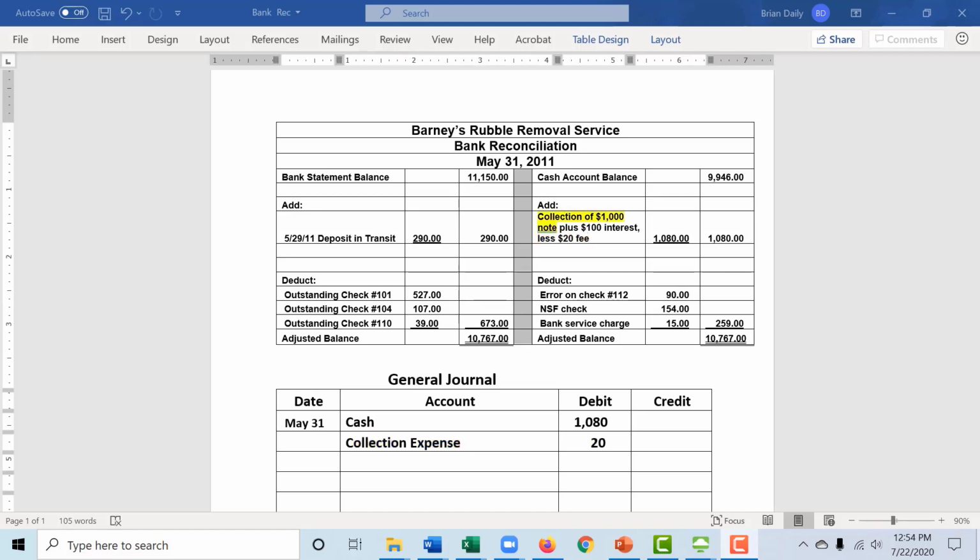The description also reminds us that the bank was collecting a note on the company's behalf. Therefore, we need to decrease the notes receivable by the principal amount. We accomplish this by crediting it. We also know that the company earned $100 of interest. We credit the interest revenue account to increase it.